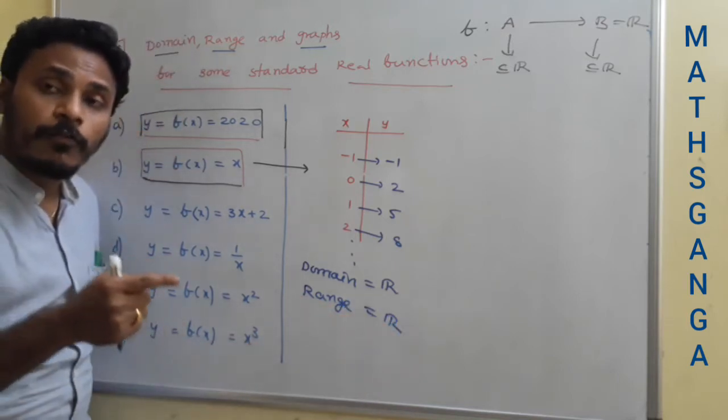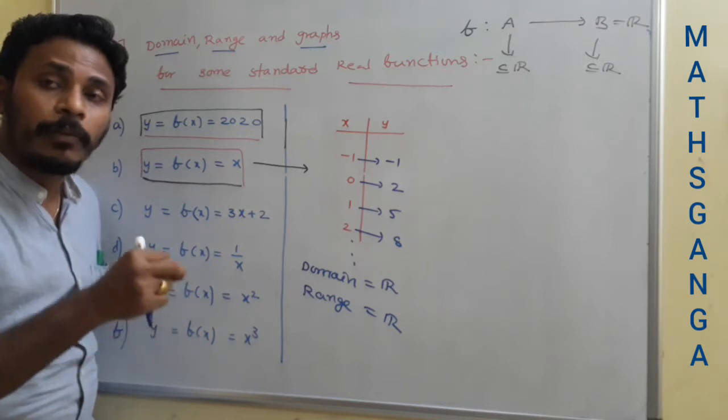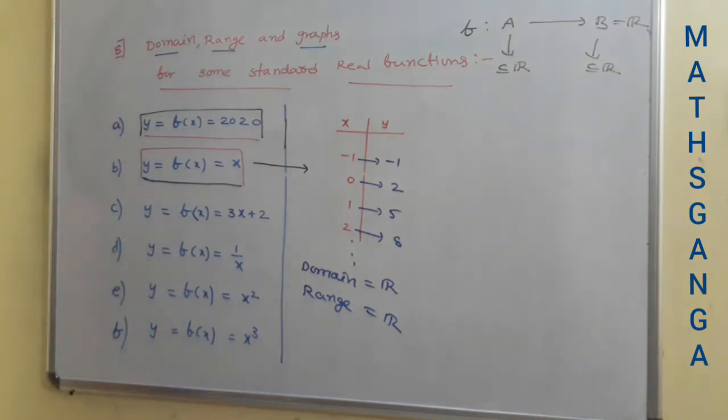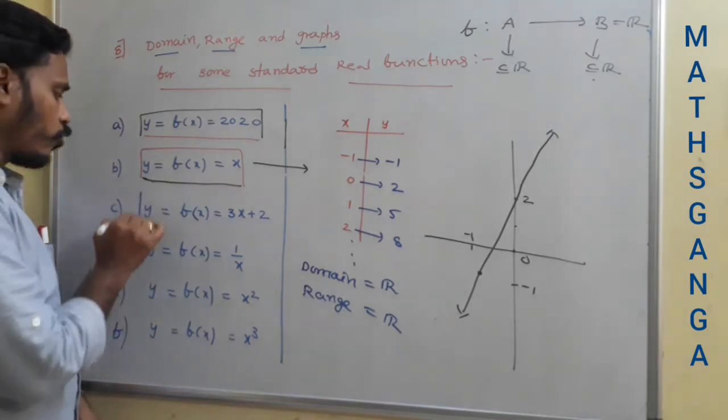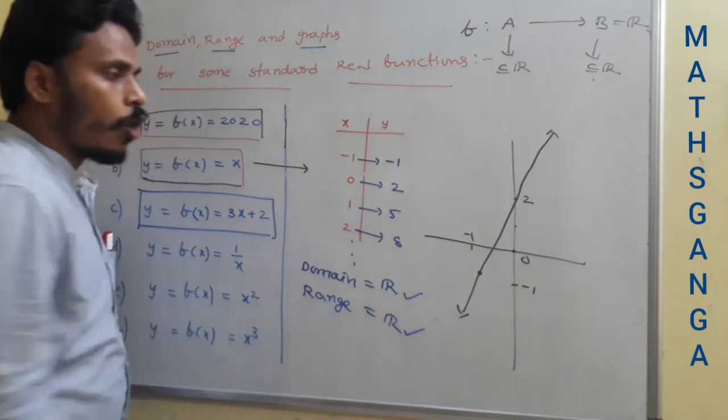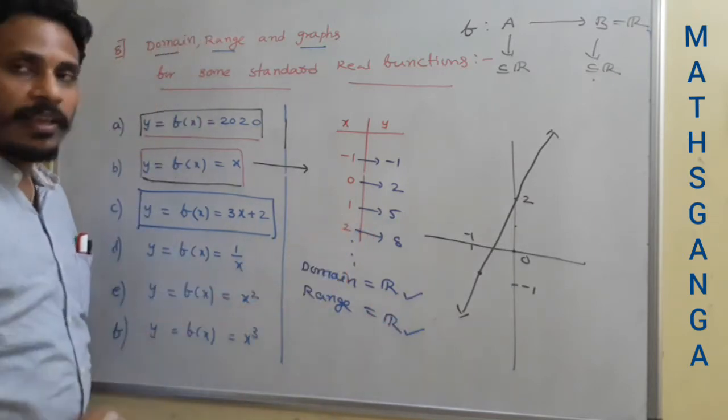There are some special functions where we need to eliminate some elements of the first set, or otherwise we can't get that connection. Just have a look. So for the function y equals f of x equals 3x plus 2, the domain is all the real numbers and the range is also all the real numbers. The graph looks like a straight line.